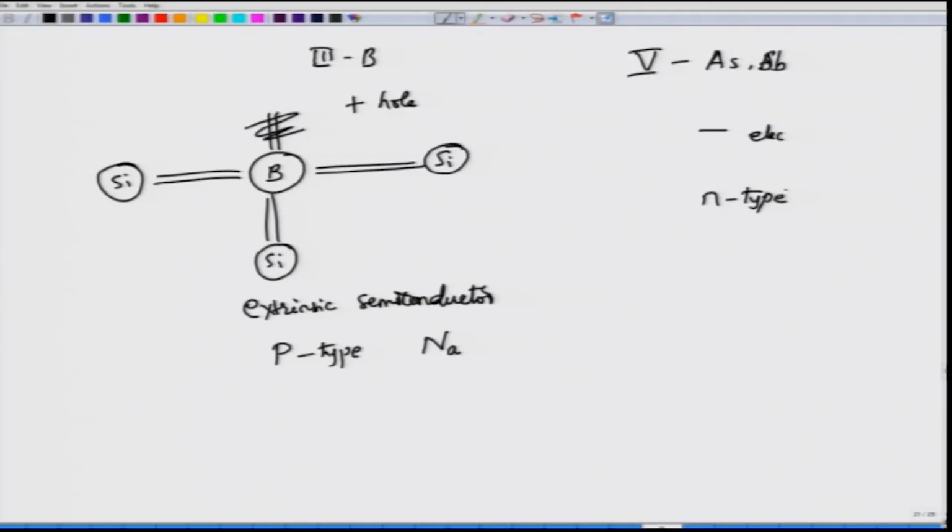So, these are 2 extrinsic semiconductors, and this process of converting an intrinsic or pure semiconductor into an extrinsic semiconductor is called doping. We will have to say more about the basic properties in the next module.